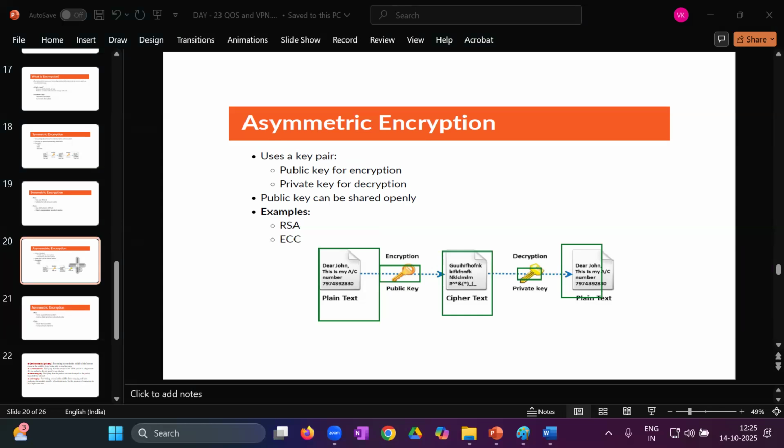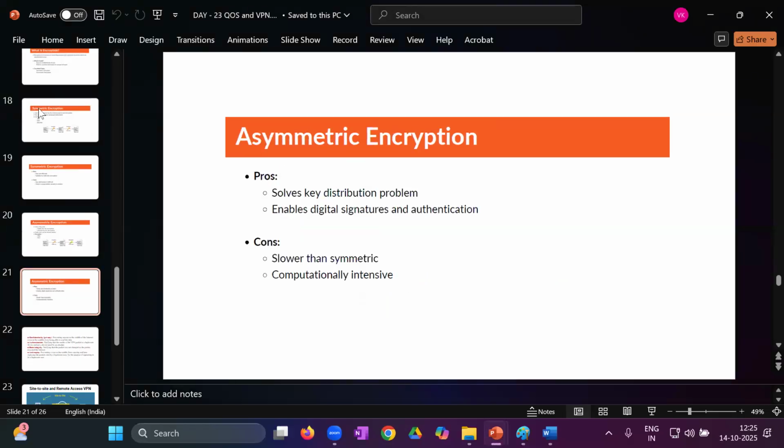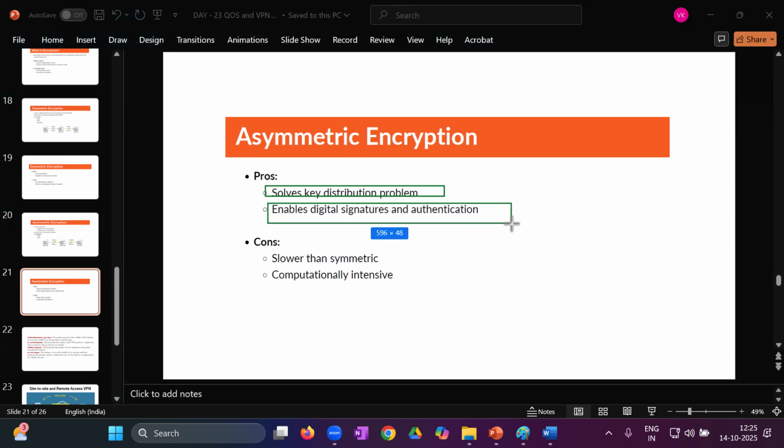So in this, what type of encryption do we prefer? Have you heard? We have discussed RSA in the case of SSH. So it was based on what? Asymmetric encryption. Rivest-Shamir-Adleman encryption. We have discussed it in SSH. Now, what are the pros and cons here? Pros: it solves the key distribution problem, and enables digital signatures and authentication. What are the cons? It is slower than symmetric and computationally intensive.